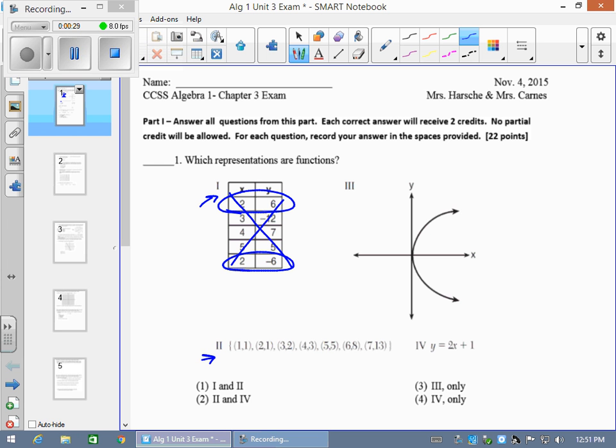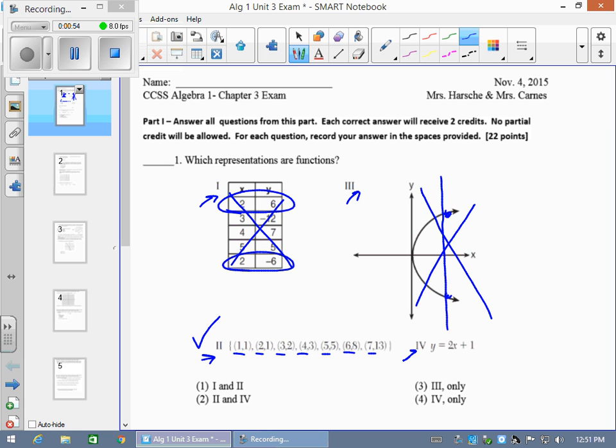Taking a look at choice 2, I'm looking at all my x values, 1, 2, 3, 4, 5, 6, 7. The x value doesn't repeat, so this is a function. Choice 3, you would have to do the vertical line test. So to do the vertical line test, you draw a vertical line anywhere through the function. You want to see if it hits more than once, and it does. It's not a function, because really what that means is that the x value repeats with two different y's.